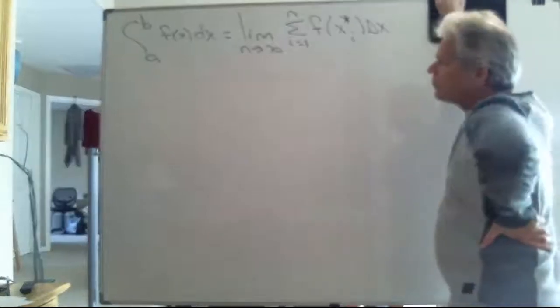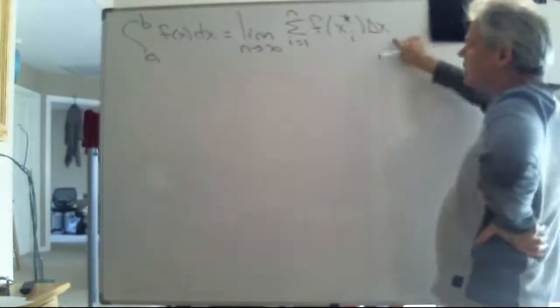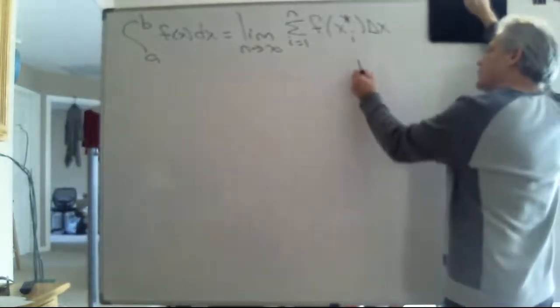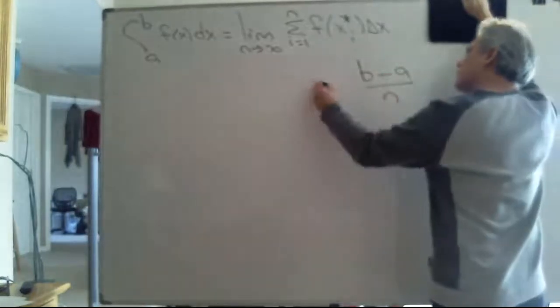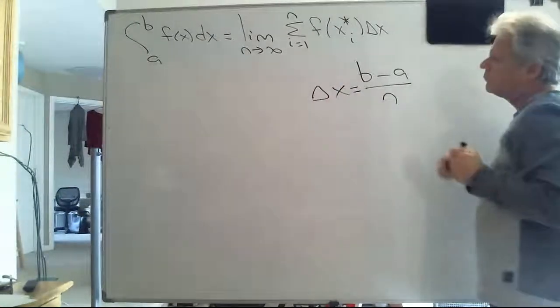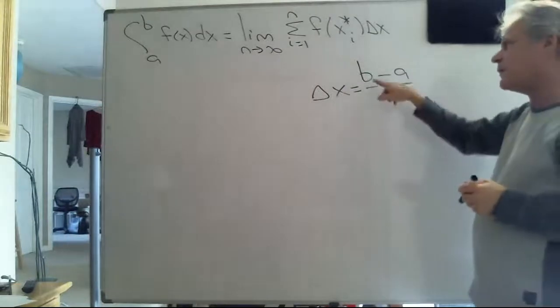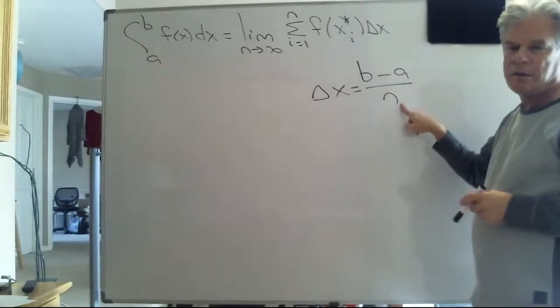Let's grab some immediate properties of these definite integrals. So number one, notice that this delta x is necessarily positive. Well, typically it is, because I typically think of b as being larger than a, and is a positive natural number.